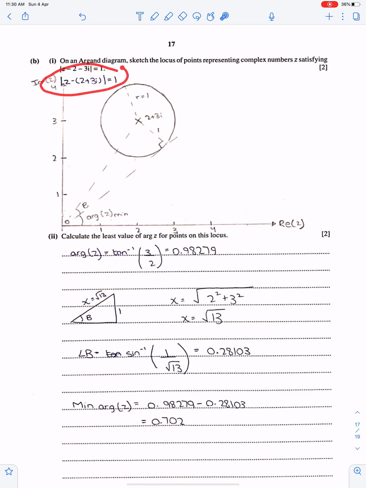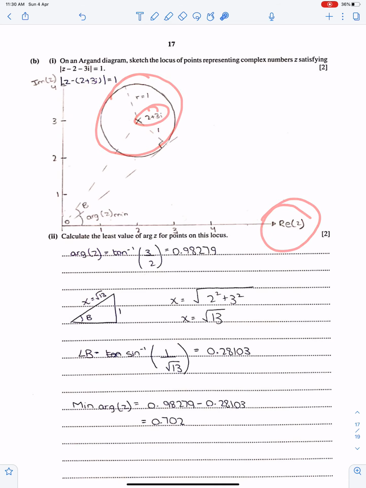So it is the equation of a circle with radius 1 and center 2 plus 3i. Make sure you label the axes: real part of z, imaginary part of z. Use the same scale on both axes.